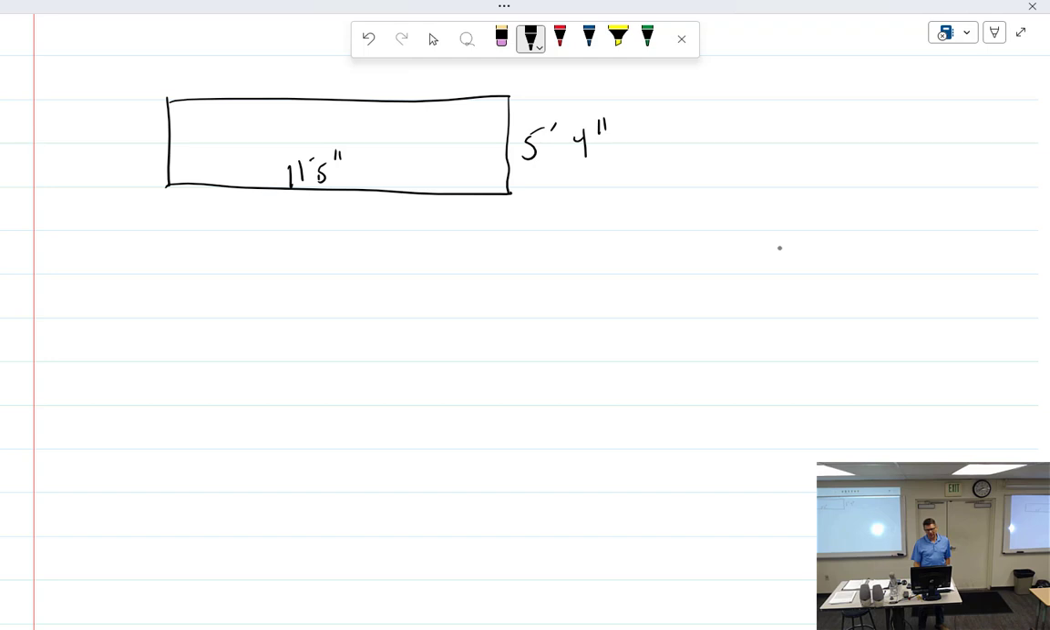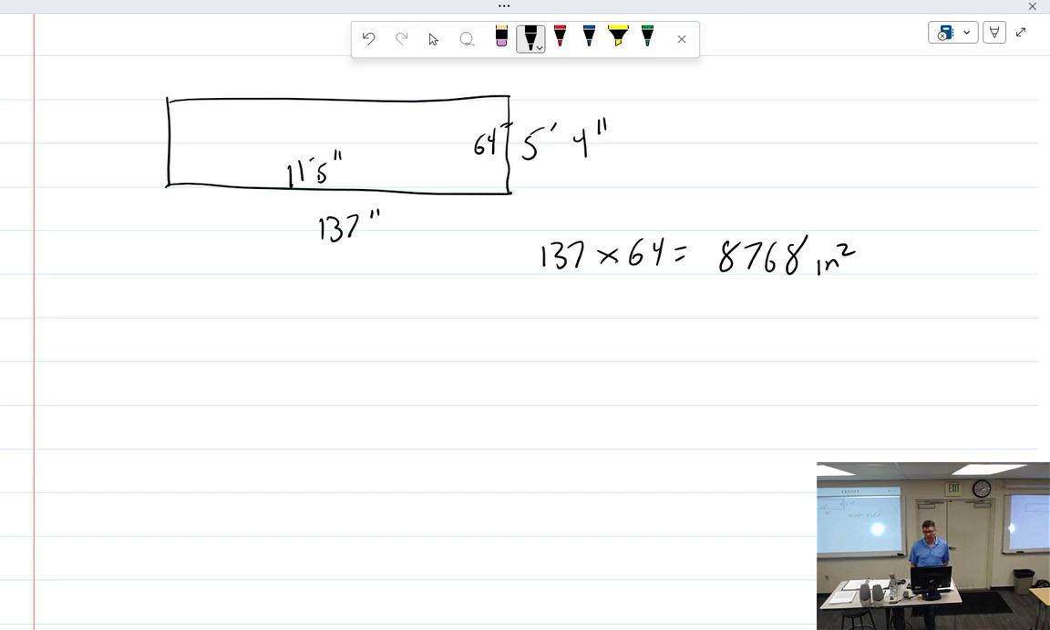But if we convert it to inches, how many inches is that? 64. Let's say 5 times 12, right here, 64. That's 64 inches, and 11.5, so it's 11 times 12 equals 132 plus 5, so 137 inches. All right, so 137 times 64 equals 8,768. 8,768 inches squared. That's one surface area, but we have 4 surface areas.